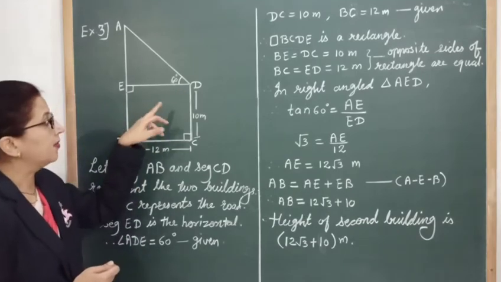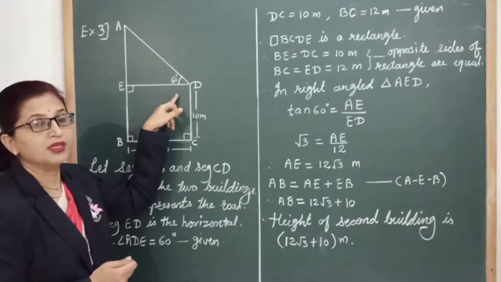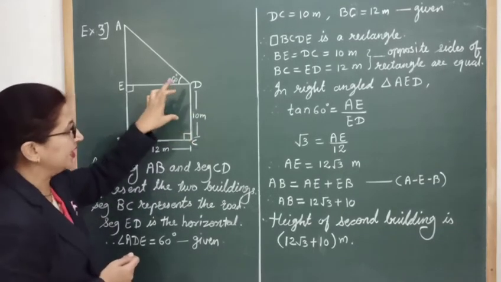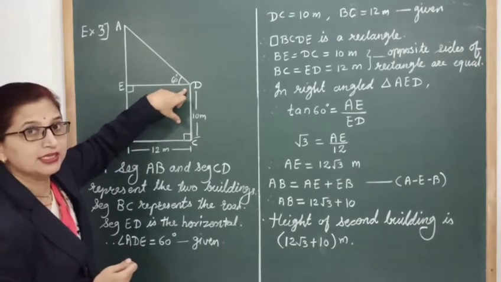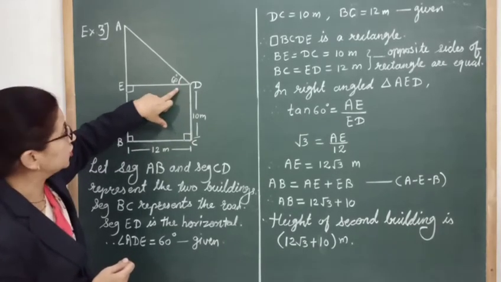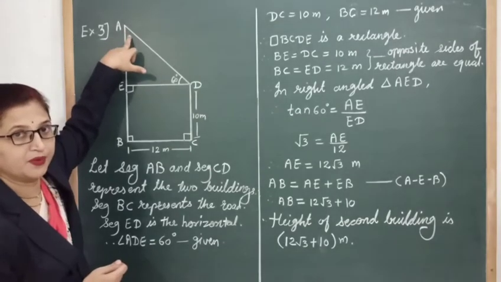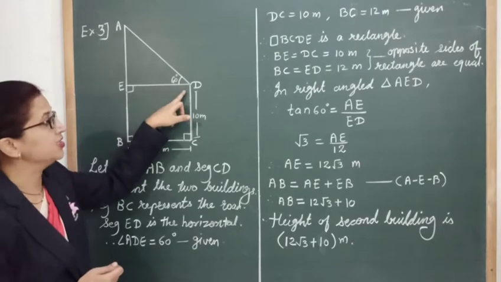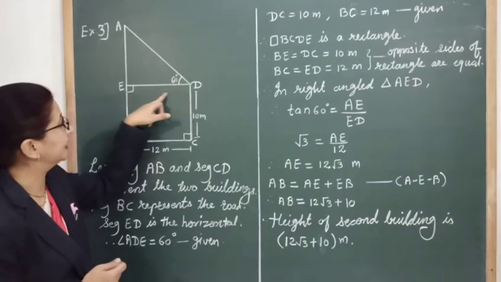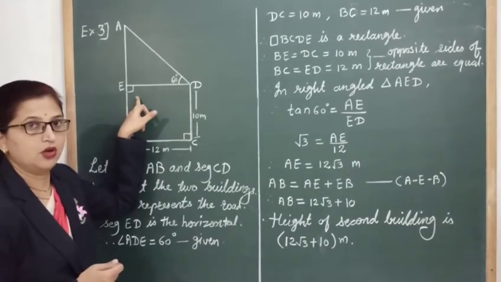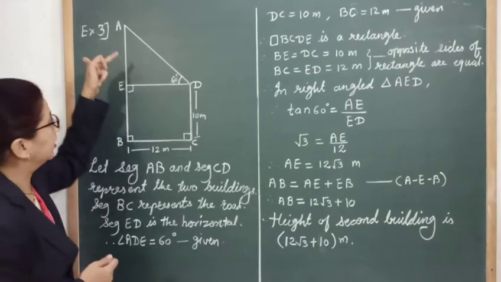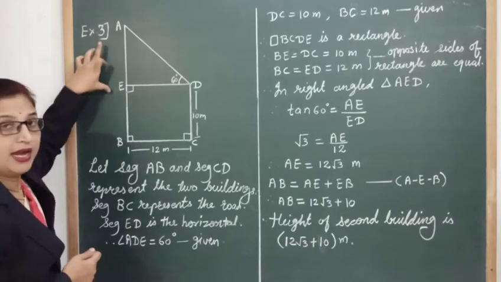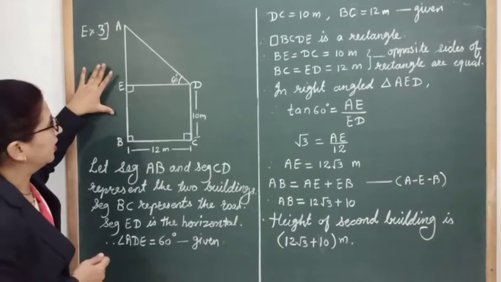Because here, the observer is at the top of the building whose height is 10 meter. It means the observer is at the point D looking at the top of the other building. So that time the angle of elevation is 60 degree. As the observer is here, that's why this ED is the horizontal. So we have to find out the height of this second building. It means we have to find out the AB. So let's solve this.